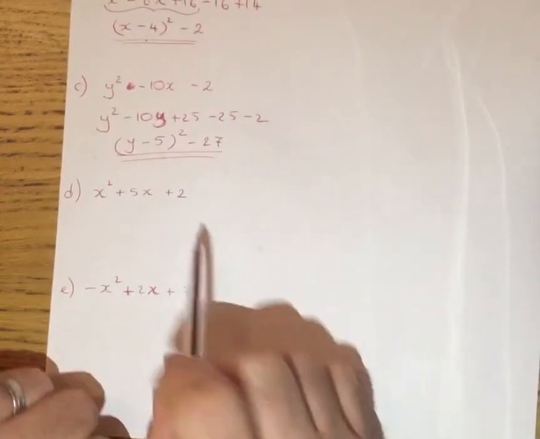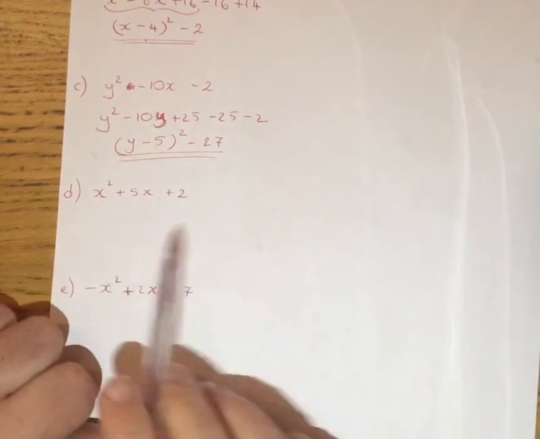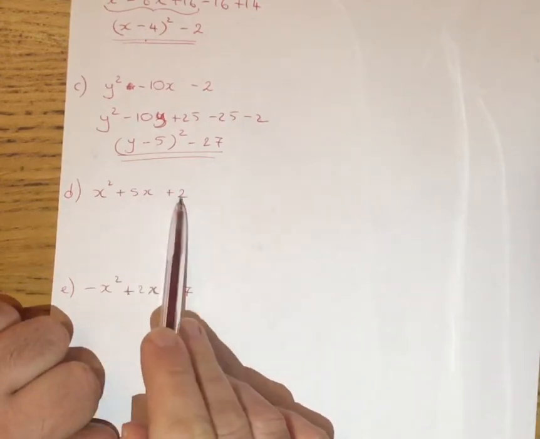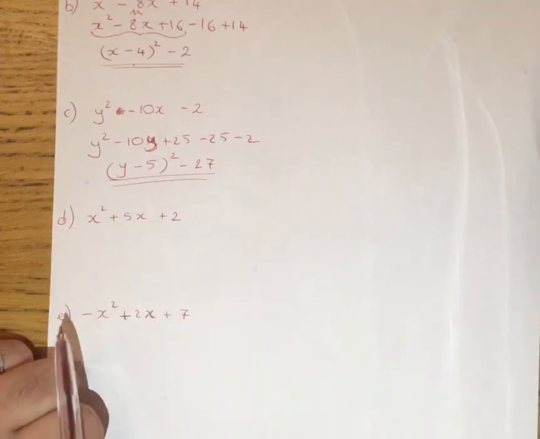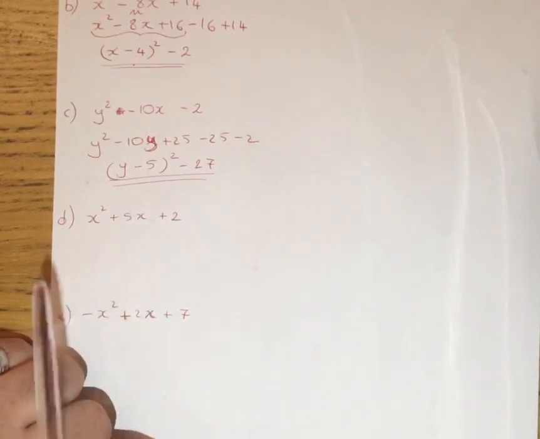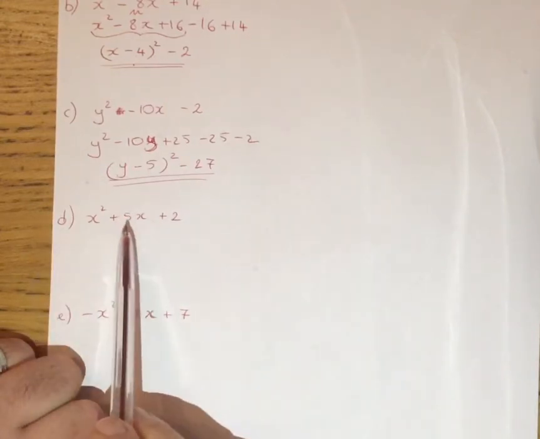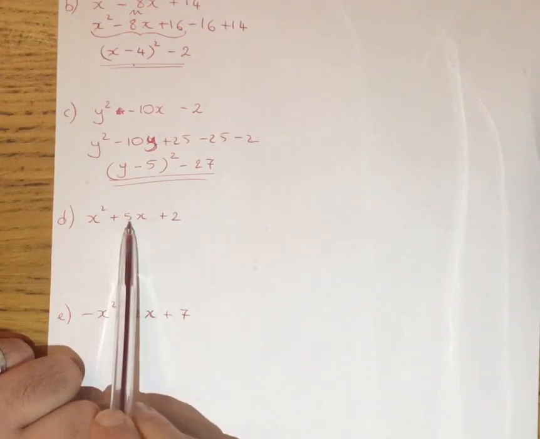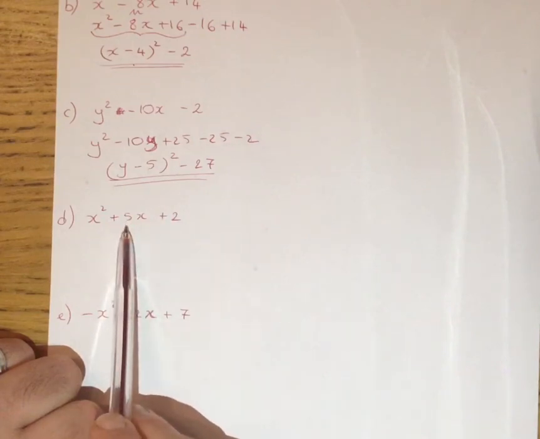Right, let's get to a couple of a little bit more complicated ones. Now, x squared plus 5x plus 2. Why is this one more complicated? Because that's not an even number. So when we say half and square it, half of 5 is either a fraction, 5 over 2, or a decimal, which is 2.5.